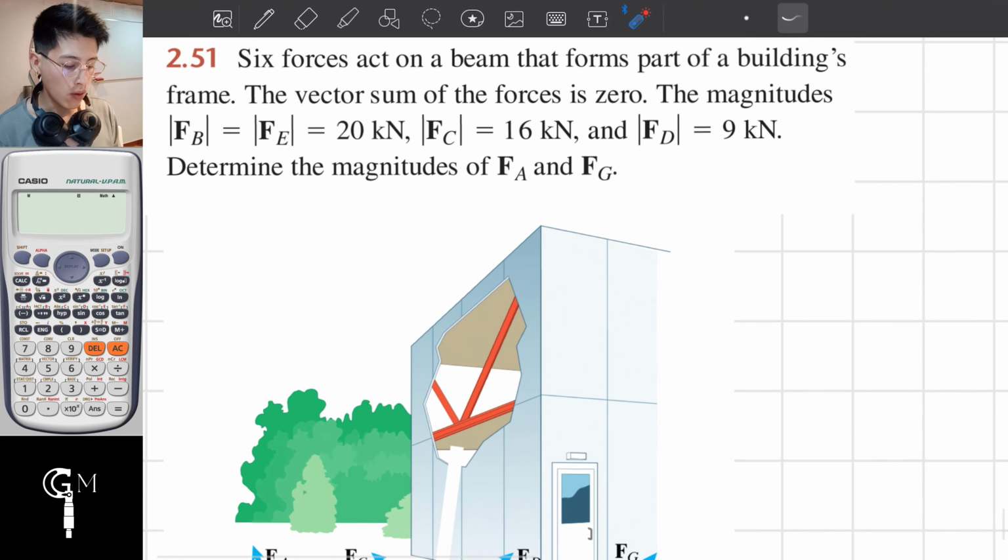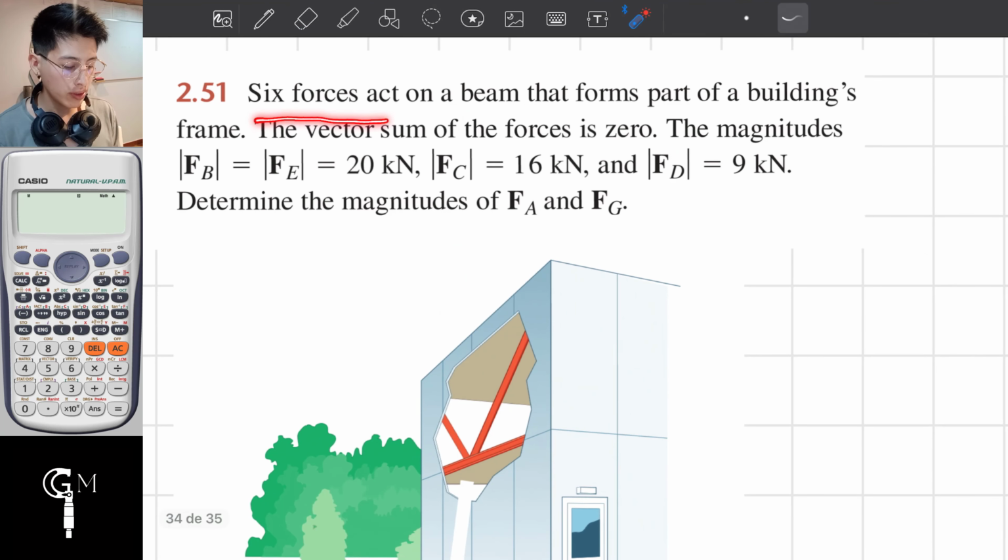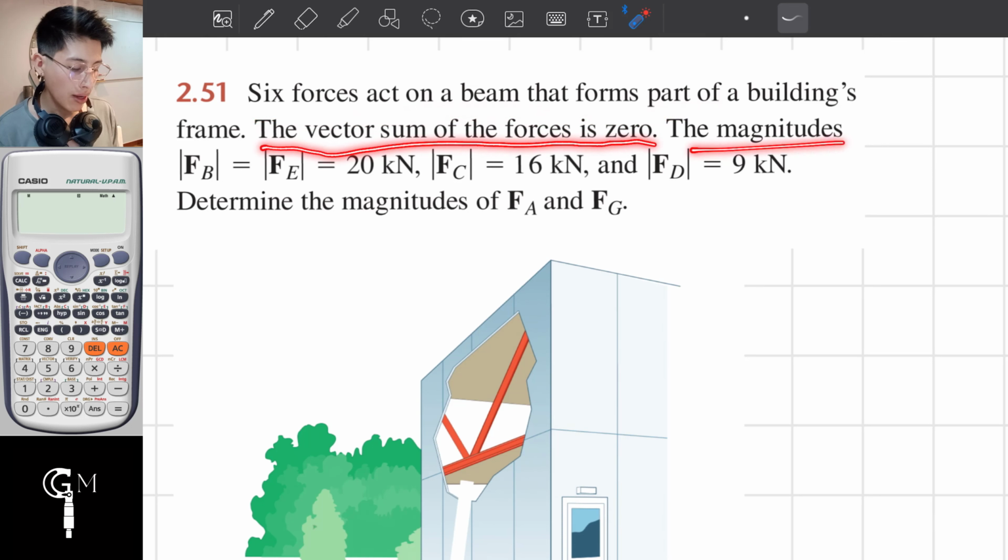Exercise 251. Six forces act on a beam that forms part of a building's frame. The vector sum of the forces is 0. The magnitudes Fb equals Fe, and this is equal to 20 kilonewtons. Fc equals 16 kilonewtons and Fd equals 9 kilonewtons. Determine the magnitudes of Fa and Fg.